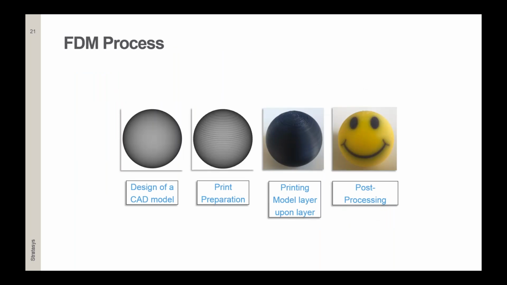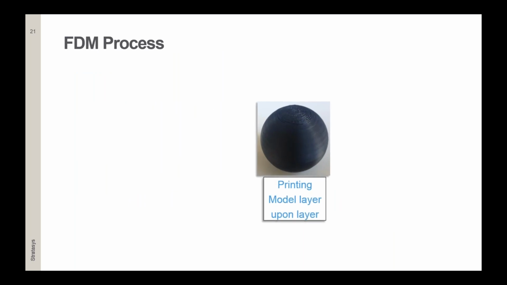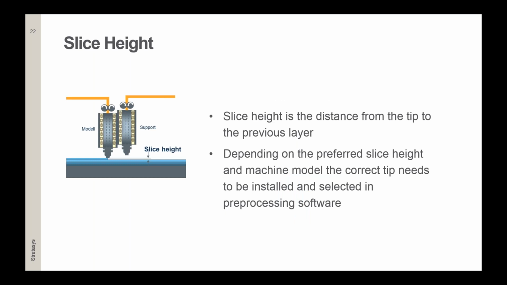Further on the FDM process, we have the actual printing of the model layer by layer, and let's see what considerations we have here. We begin with the so-called slice height. The distance from the tip or nozzle to the previous layer is what we call slice height, or in other words, layer height. It is selected by the machine operator and may require installation of the correct tip or nozzle, depending on the machine model.